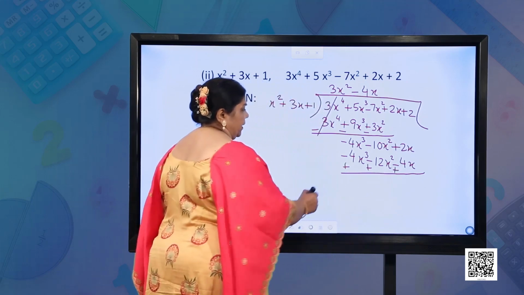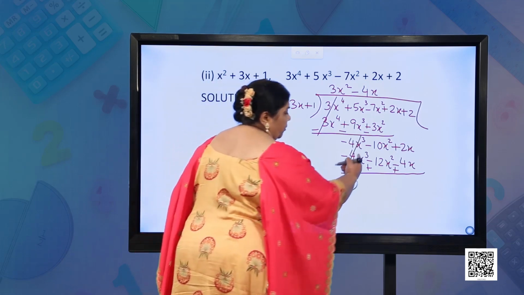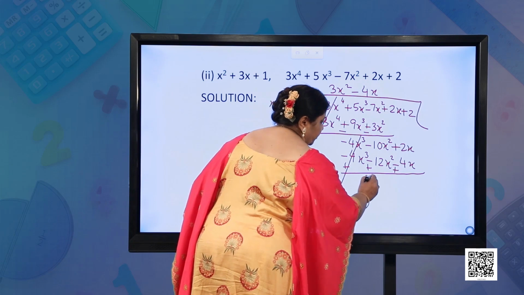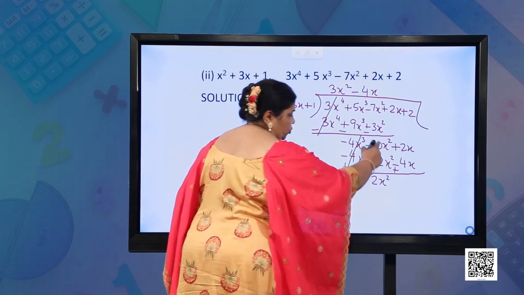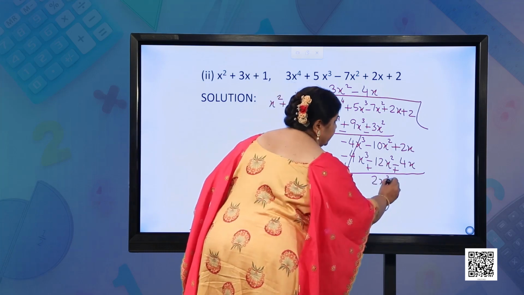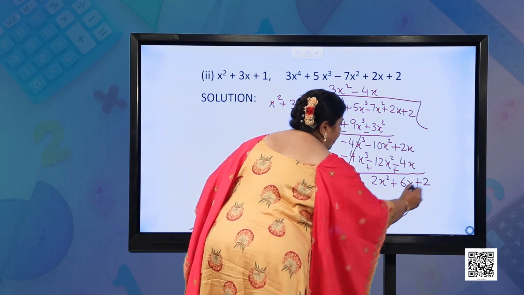On subtraction, we will have minus 4x cube cancelled with plus 4x cube. What is minus 10 plus 12? Yes, sign of a bigger number. So, 2x square. What is 2x plus 4x? It is 6x, and 1 2 is here. So, we bring it down.